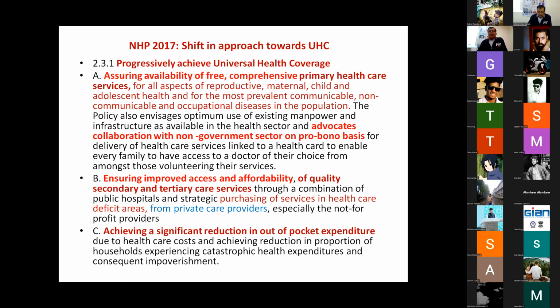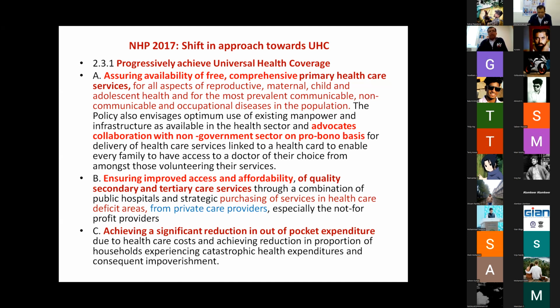Now, assuring availability of free comprehensive primary health care service for all aspects of reproductive, maternal, child, and adolescent health, and for the most prevalent communicable, non-communicable, and occupational diseases in the population. The first claim that this policy is making is that the state should ensure availability of free comprehensive primary health care service. And it has further identified specific areas like reproductive health, maternal, child and adolescent health, and communicable, non-communicable and occupational disease, right? That means it primarily covers all those needs which could be identified at the primary health care level, right?